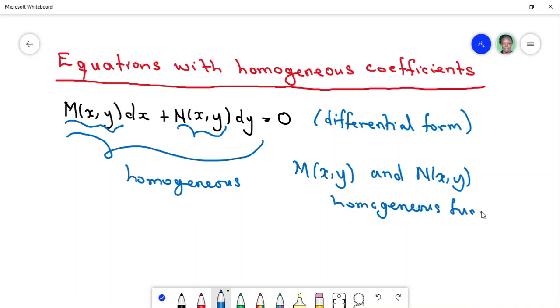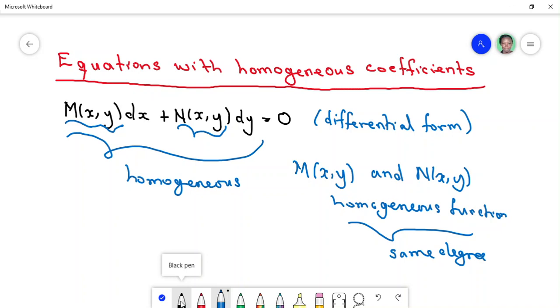What do we mean when we say they are homogeneous? They are not just homogeneous, but both have the same degree. Okay, so this is our differential form.